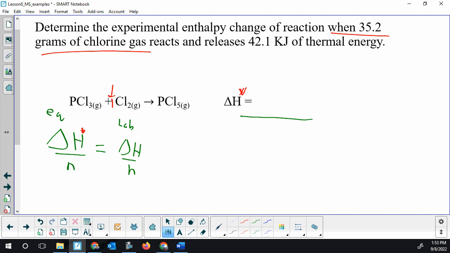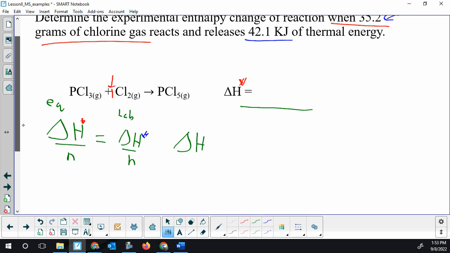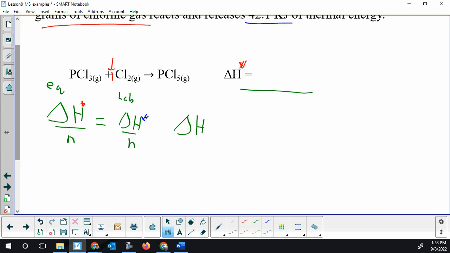Okay. How much experimental energy was released? We don't even have to do MC delta T. The energy released was calculated for us. We have the heat was 42.1 kilojoules. Okay. The moles that cause that is this 35.2. So I'm going to start putting those numbers into that relationship. So the change in enthalpy for the equation, we don't know. The moles, and we have to stick to chlorine in the equation, is 1 mole.